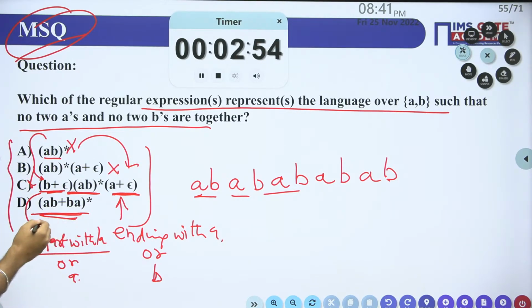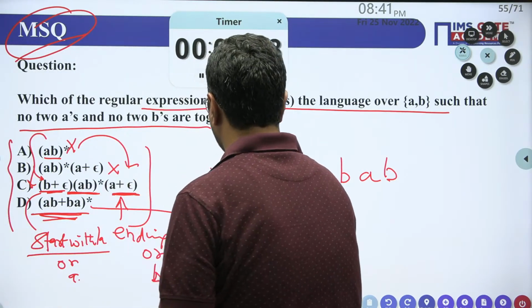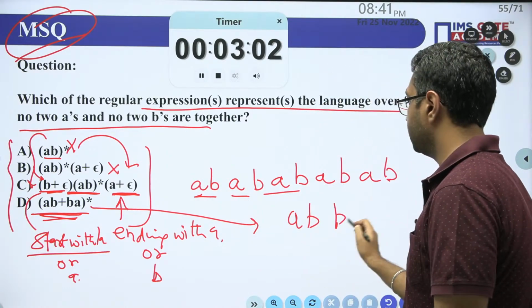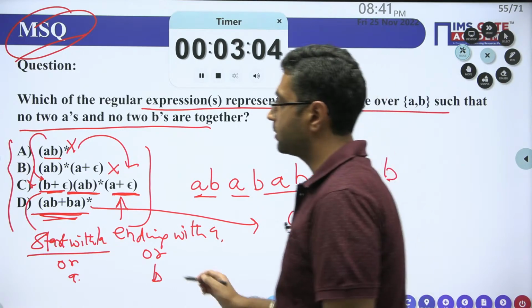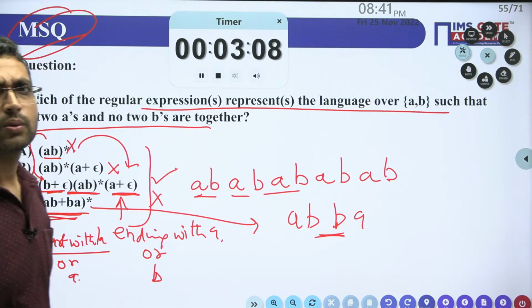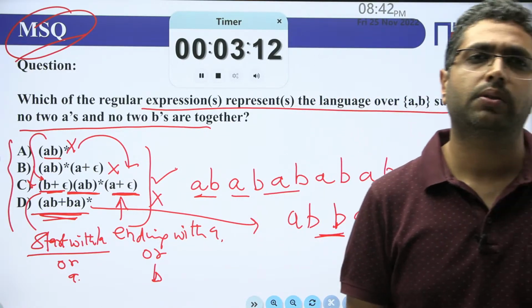Now for option D, option D is completely wrong. I take AB, and then in the next iteration I take BA. Two B's are coming together, which is not the requirement. So the answer is C. So the answer is only C. Correct, Himanshu, you are also correct.